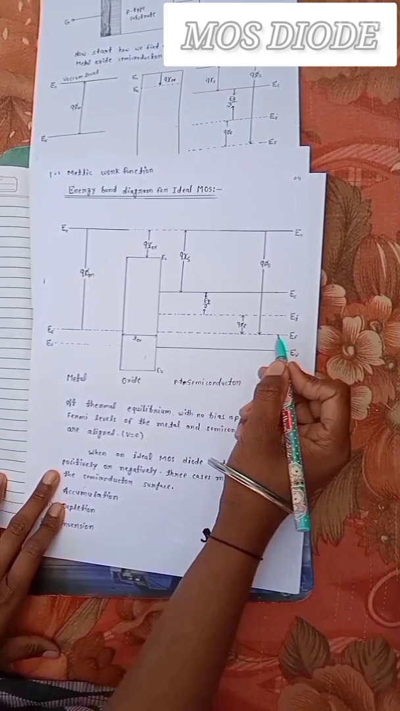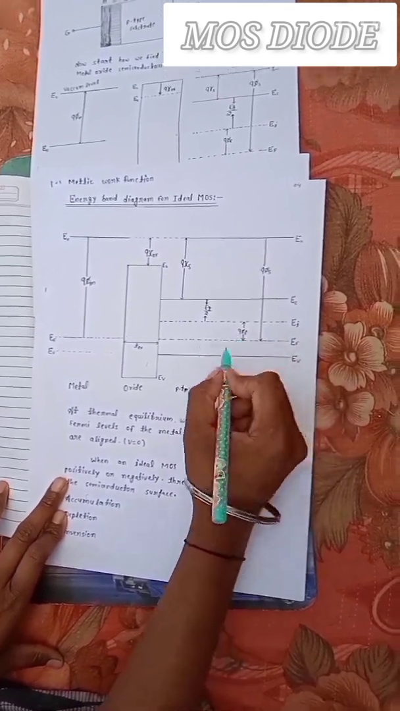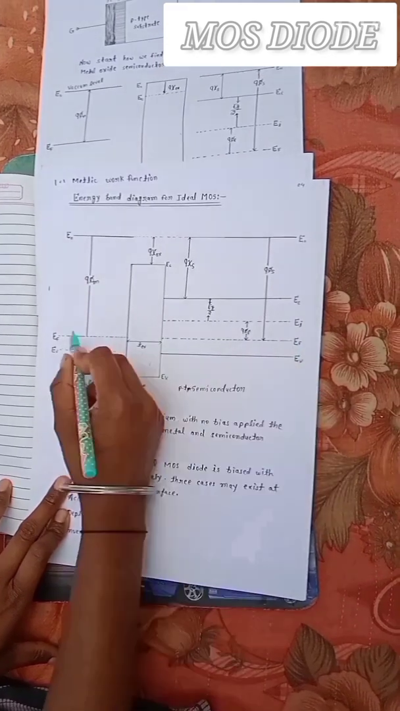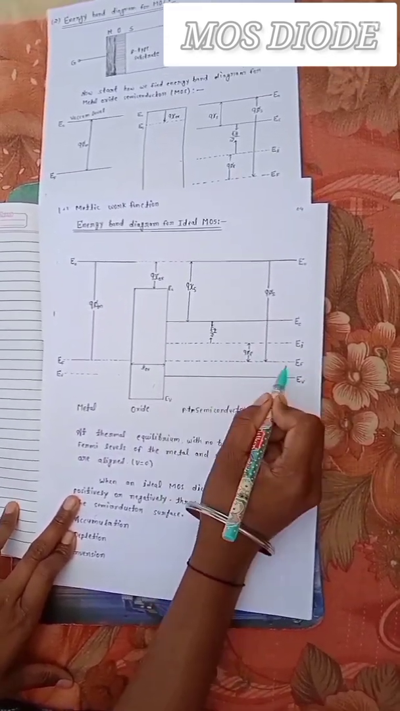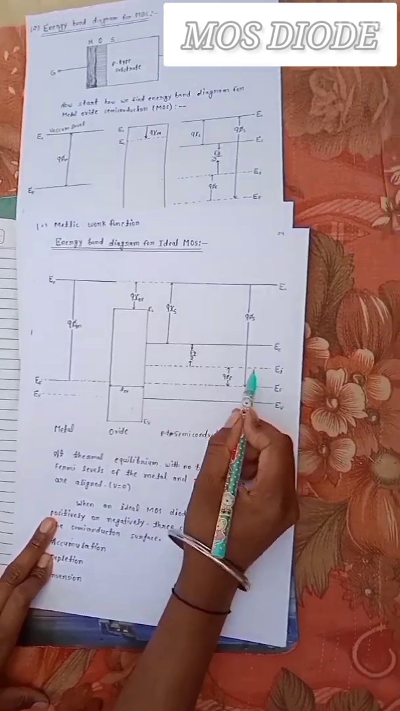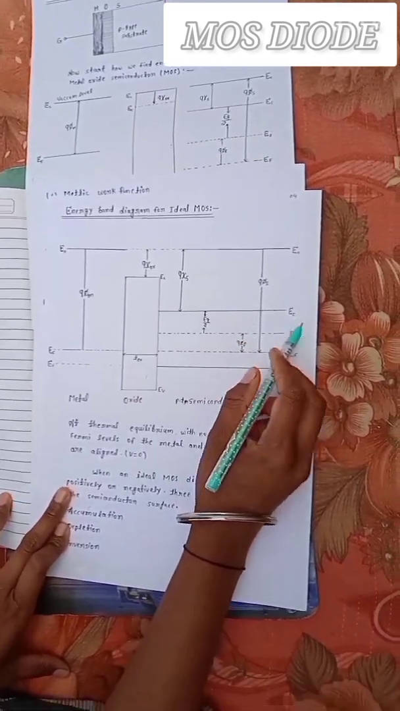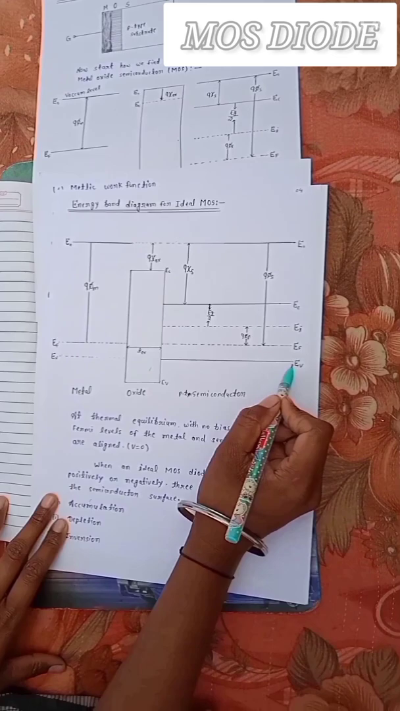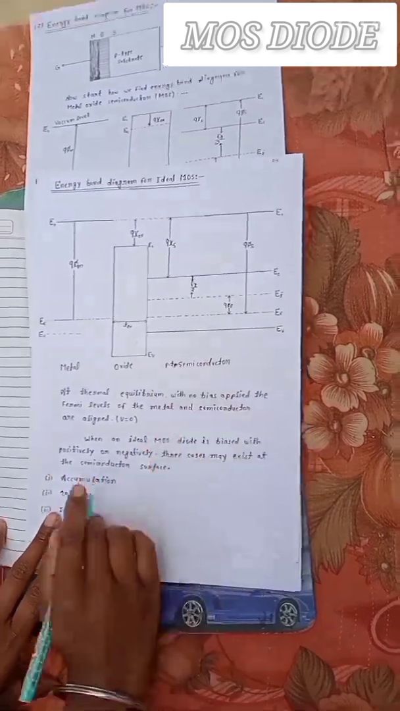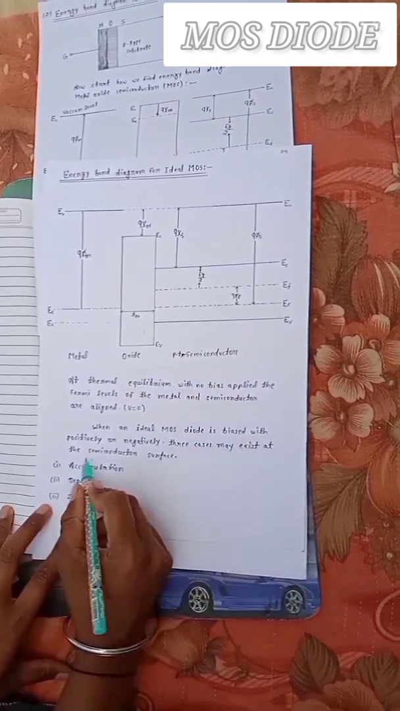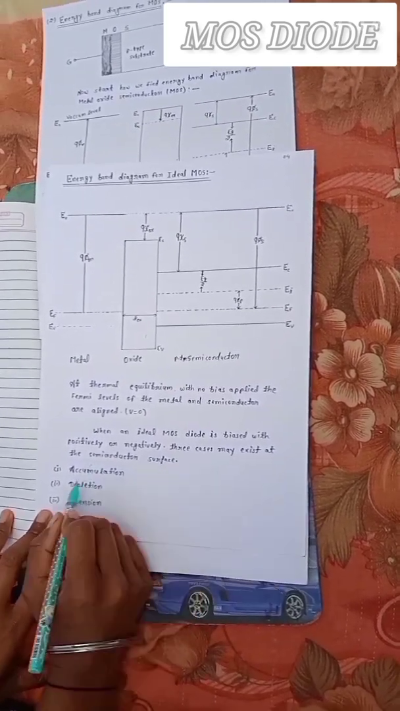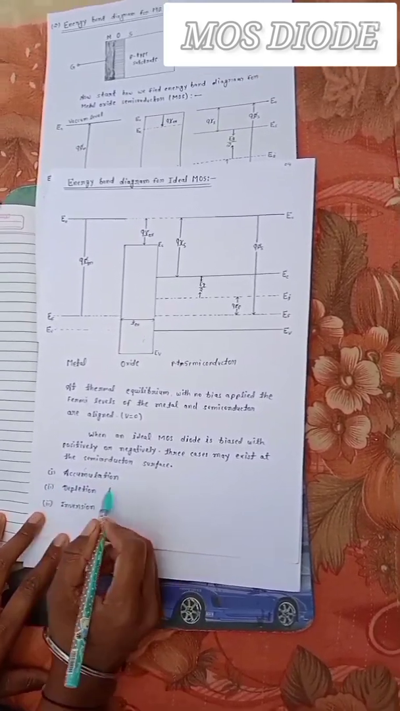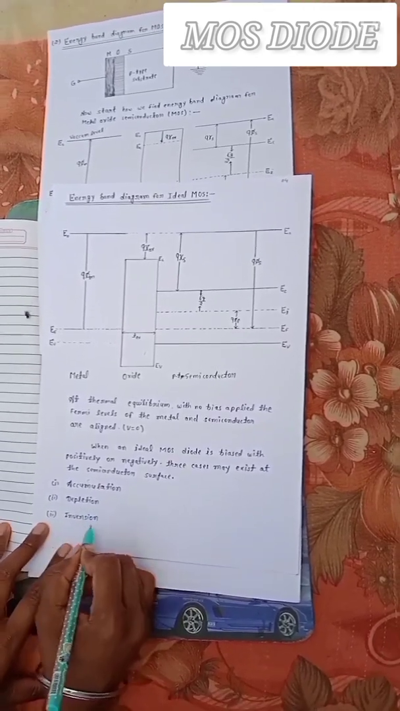At thermal equilibrium with no bias applied, the Fermi levels of the metal and semiconductor are aligned. EF is flat, the intrinsic level is flat, the conduction band is flat, and the valence band is flat, everything is flat. When an ideal MOS diode is biased positively or negatively, three cases may exist at the semiconductor surface: first, accumulation, second, depletion, and third, inversion.